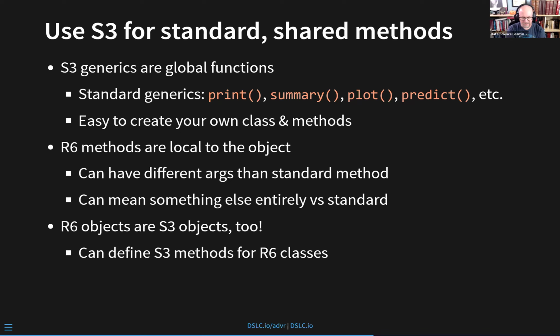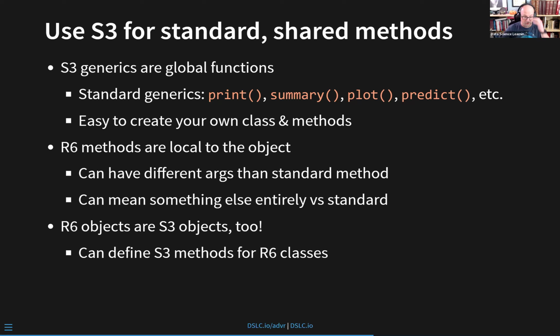The advantage of S3 is that it's generic and you've got all these things that already exist. The advantage of R6 is it's not generic and anything you define is defined in the object. So there's less surprise, less worry about collision, because the method is contained in the object. It can have different arguments than the standard methods or than the generic knows about, because you're not using a generic, you're using just your method.